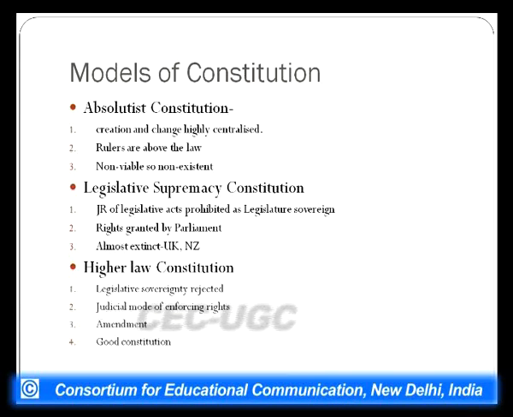Then there is the judicial mode of enforcing rights. If people's rights are encroached upon or taken away, they can directly appeal in the courts. And in India, they can directly appeal to the highest court of India, that is the Supreme Court. Then higher law constitutions have provisions for amendment, and the amendment procedures are not easy. There are tough procedures. There have to be different procedures for amendment. And the higher law constitutions are what many political thinkers have called good constitutions. Examples of higher law constitutions are India and the United States.